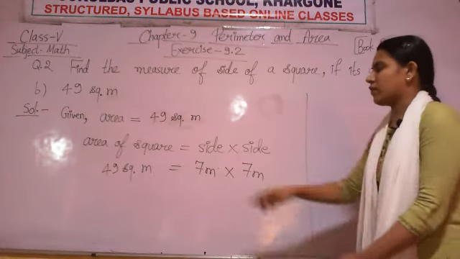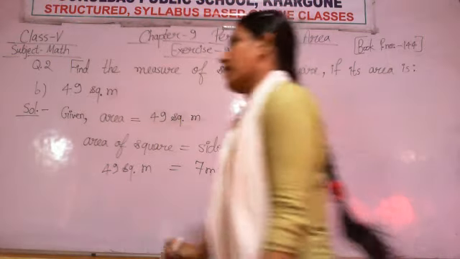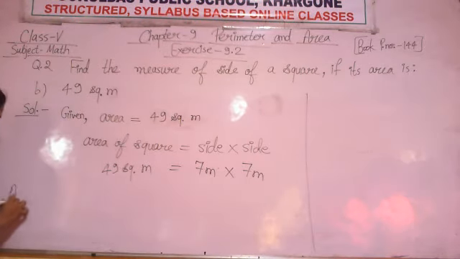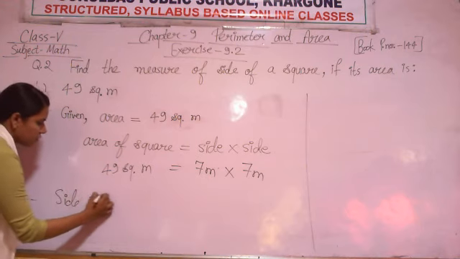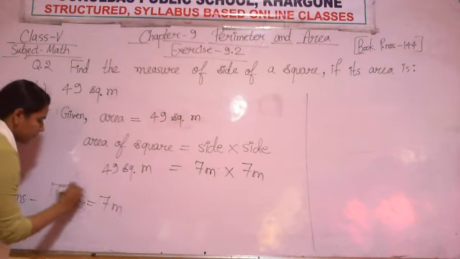So now you got the value of side. So in the final answer, write side is equal to 7 meter.